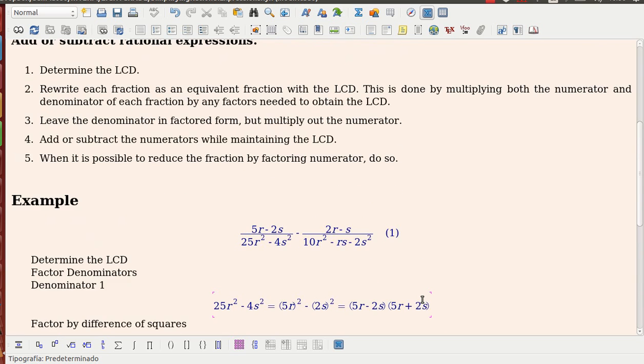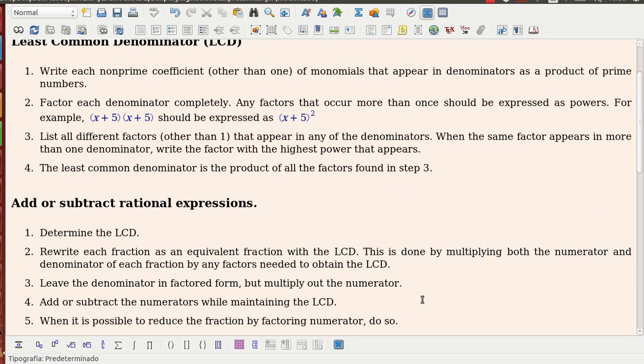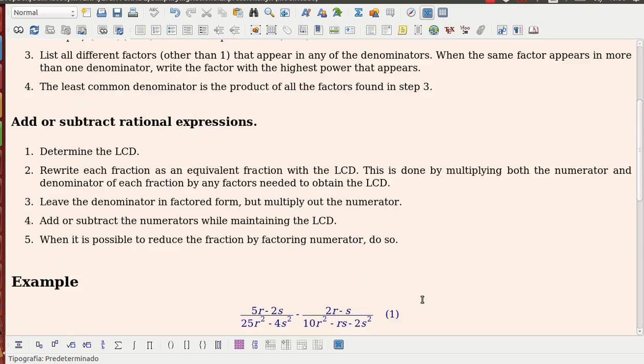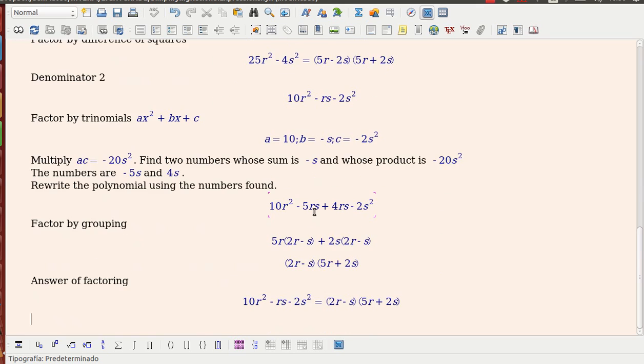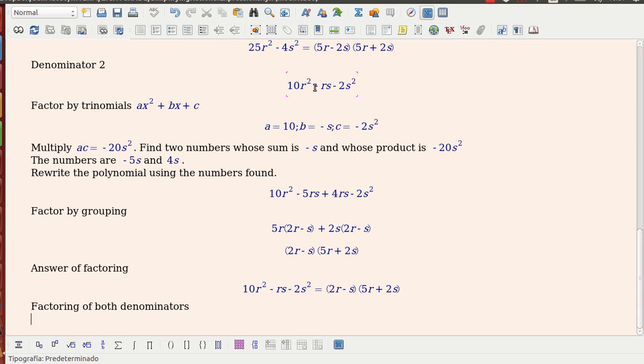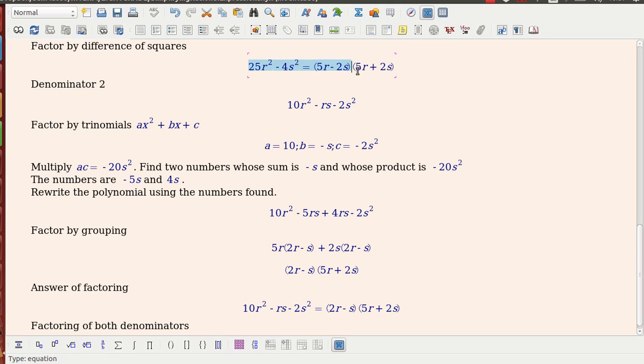Now we have factored completely each denominator. Any factors that occur more than once should be expressed as powers. For example, x plus 5 should be expressed as x plus 5 to the second power. As you can see, there are not the same factors, so we don't have to write to the second power. So let's write the factoring of both denominators on the same line.